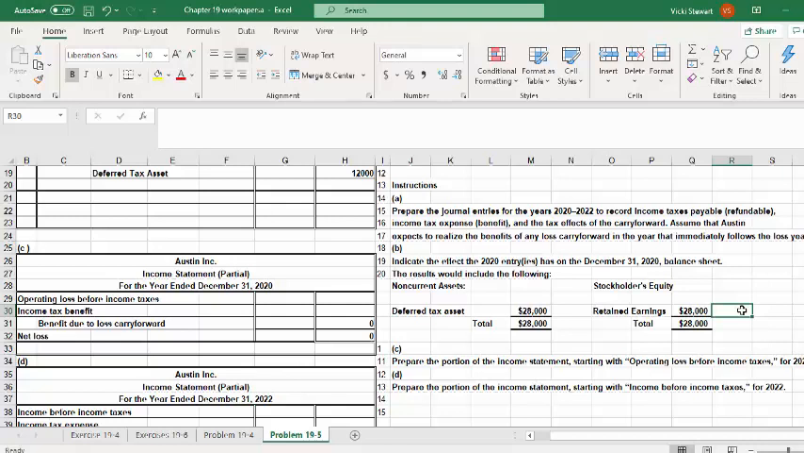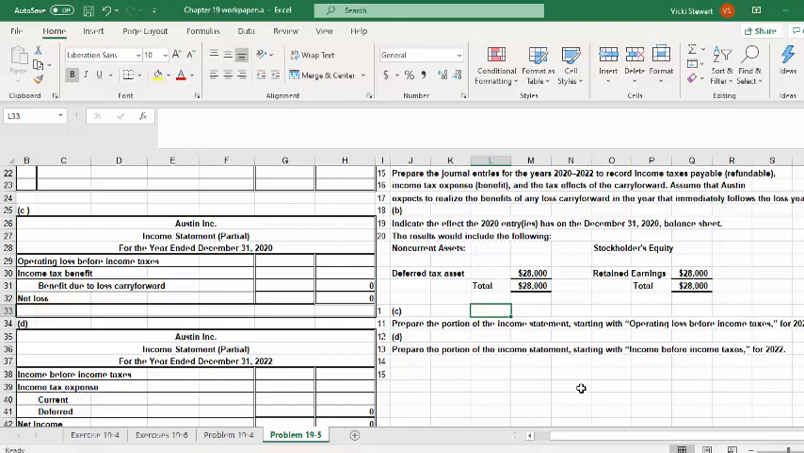earnings for that year. Part C of the problem states, prepare the portion of the income statement starting with operating loss before income taxes for 2020. So the operating loss before income taxes was $140,000. The benefit due to the loss carry forward was $28,000. So the net loss for 2020 would have been $112,000.